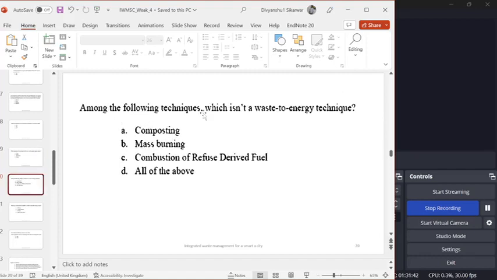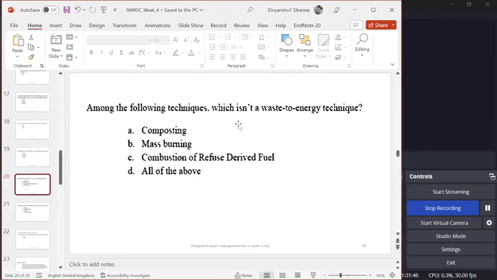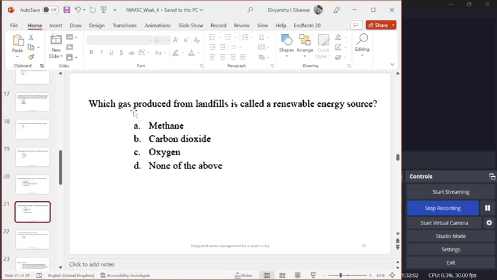Next question, among the following techniques, which isn't a waste to energy technique? Composting. Composting isn't a waste to energy technique. Correct. Next question is, which gas produced from landfill is called a renewable energy source?